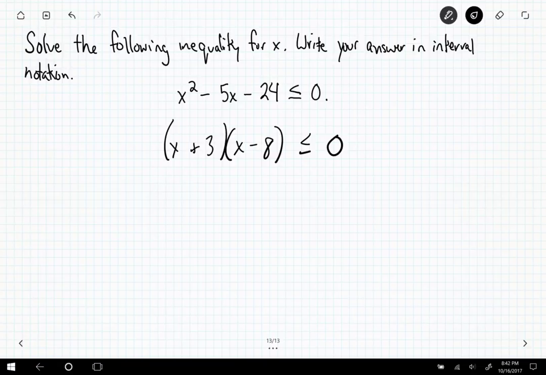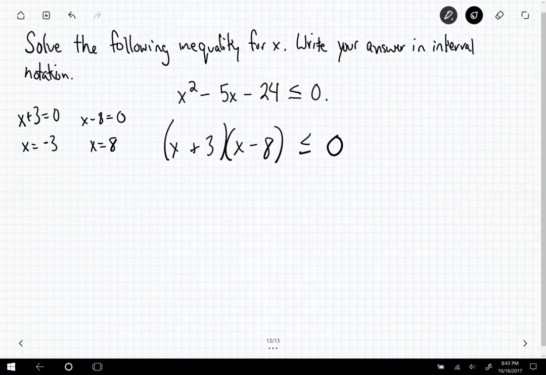So now what does this mean in terms of how we're going to solve this thing? Well, what we do is, first off, we set it equal to 0. I know that sounds kind of counterintuitive, but notice that equal to is even involved here. So we go x plus 3 equals 0, and x minus 8 equals 0. And so notice that means x equals negative 3, and x equals positive 8.